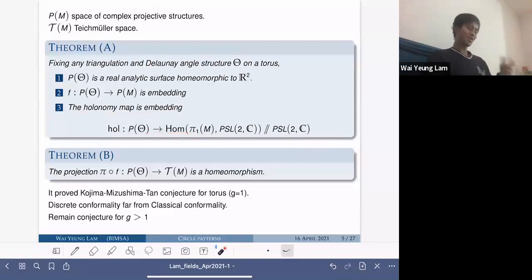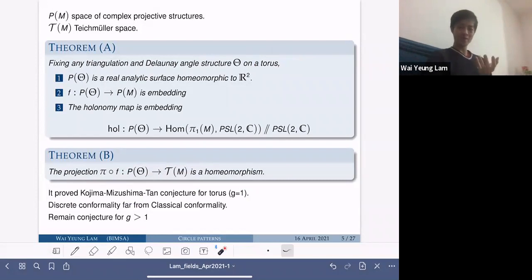And then Theorem B is the following. So if you consider this P theta projected to the Teichmüller space, it is a homeomorphism. So everything is about the torus case. So these two theorems prove the conjecture, the Kojima, Mizushima, Tan conjecture, for the torus case.